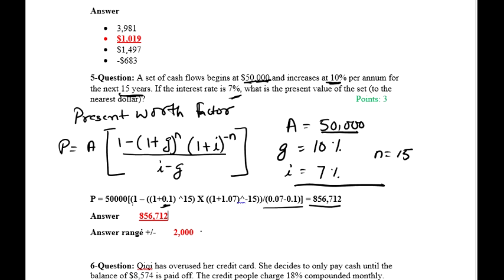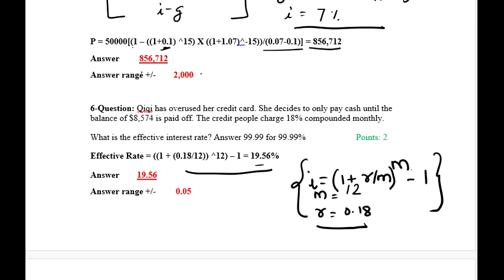To solve this, there are two methods: either by calculating year by year step by step, or by substituting into the formula. The formula is P equal to A times [1 minus (1 plus G) raised to N times (1 plus I) raised to minus N] divided by (I minus G), and you can substitute these values into the equation, and you get the answer as 856712.